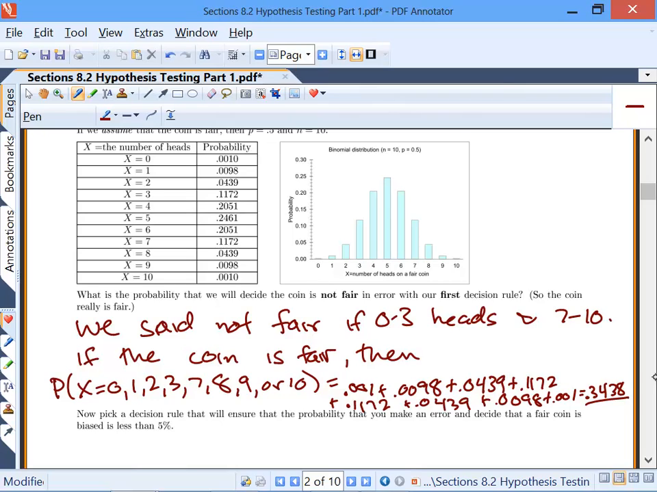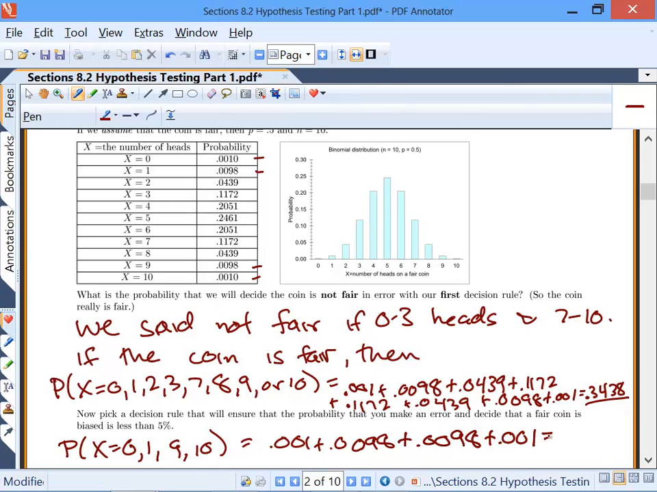Have to assume that a fair coin will be from 2 to 8. Okay, so you said a fair coin has to be from 2 to 8. Let's check that. So that means it would be not fair for 0, 1, 9, and 10, correct? So let's add those probabilities together. How could you tell that these were the only ones that I can include without actually adding them together? They're really small, and specifically the next value is almost 5% by itself.